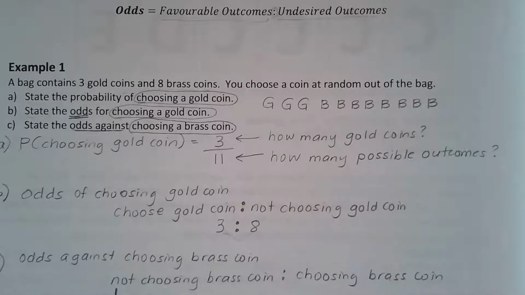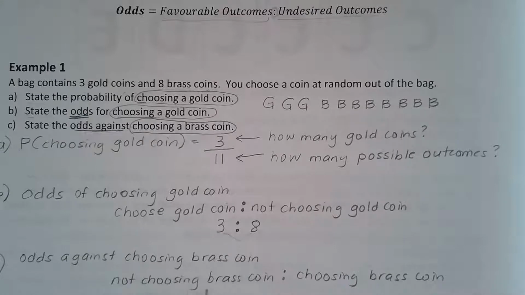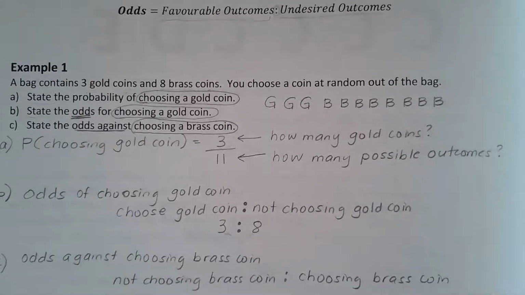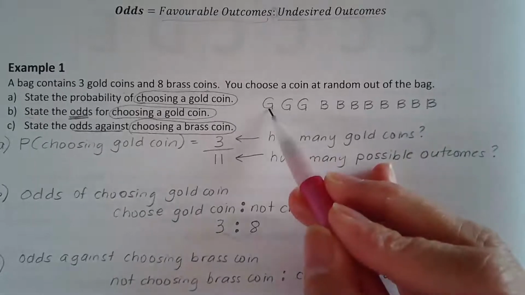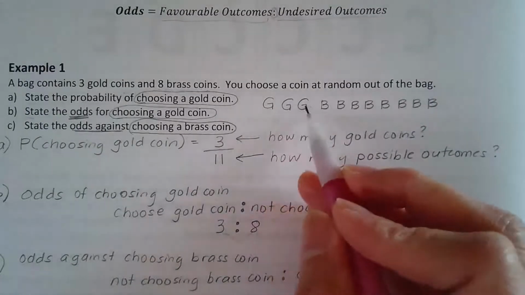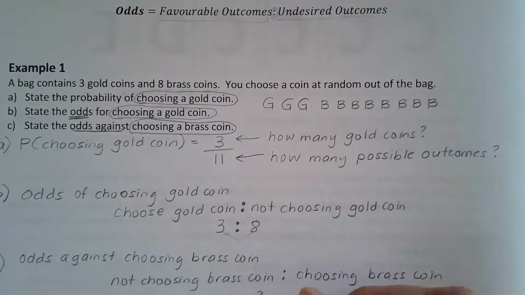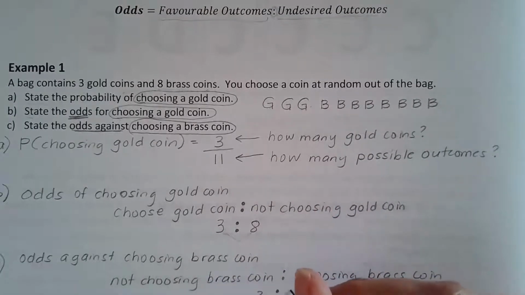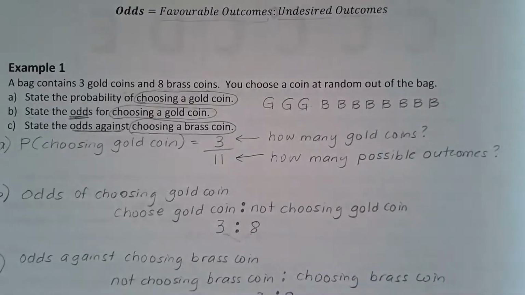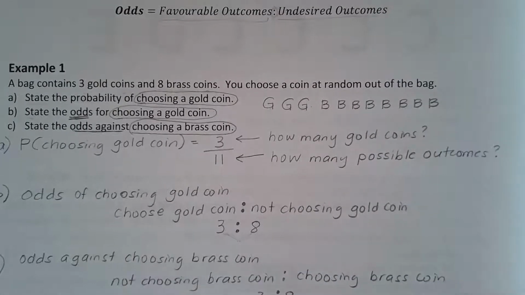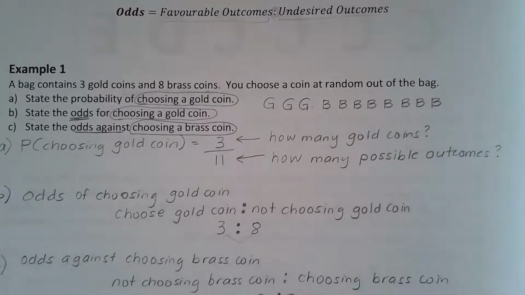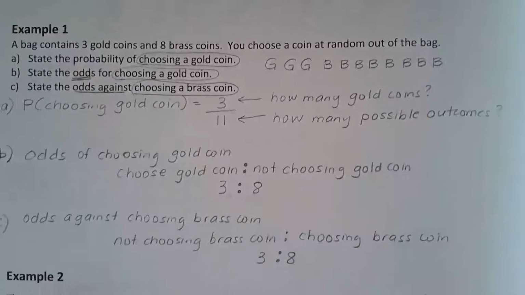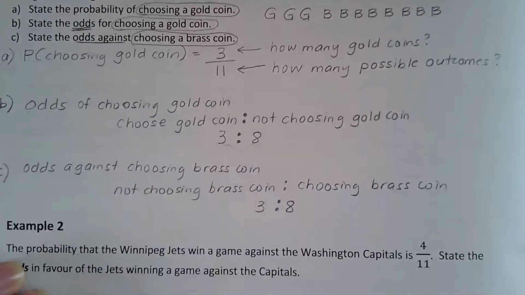Okay, so how many ways can we not choose a brass coin? That would be 3, because these are not brass coins, so that's 3. And then choosing a brass coin, 1, 2, is going to be 8. Okay. Again, when we add these two together, it adds up to the total outcome. Okay, so that's that one. That's just a first example.